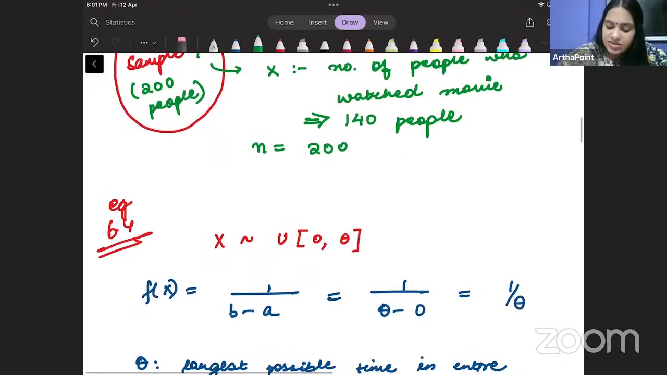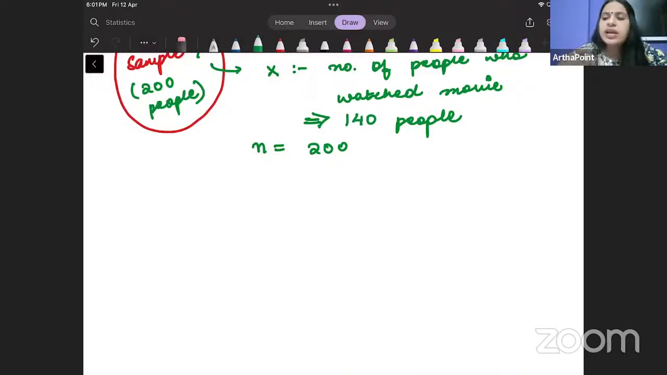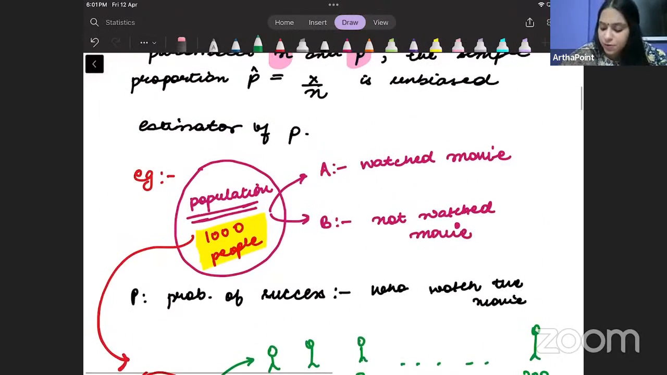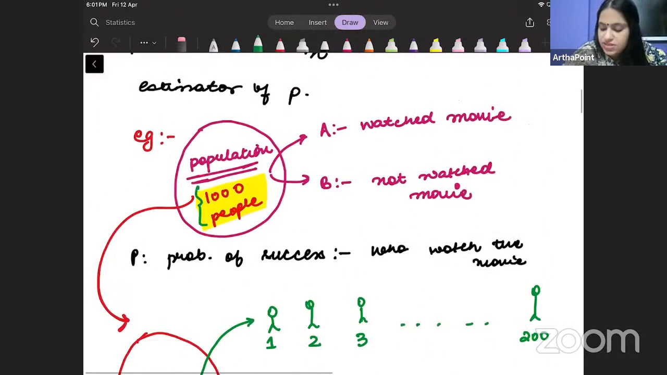So, bache, if I ask you, can you tell me what percentage of people watched the movie out of these 1,000 people? अगर मैं पूछूं कि क्या आप मुझे बता सकते हो कि इन 1,000 लोगों में ये पॉपुलेशन में कितने लोगों ने ये मूवी देखी, कितने प्रपोर्शन ने ये मूवी देखी?